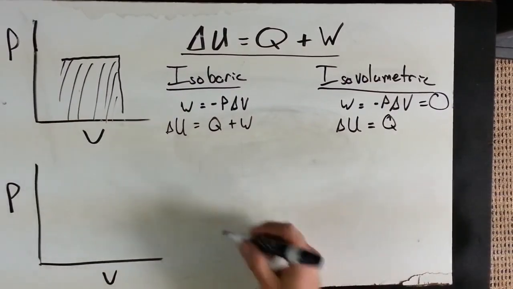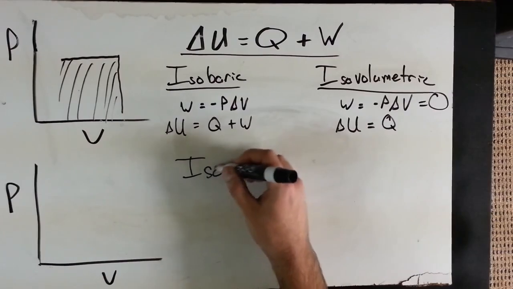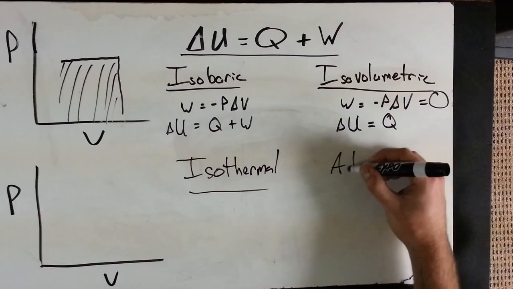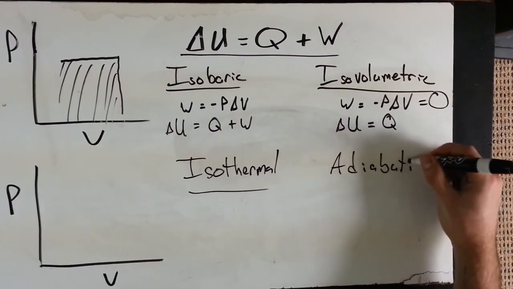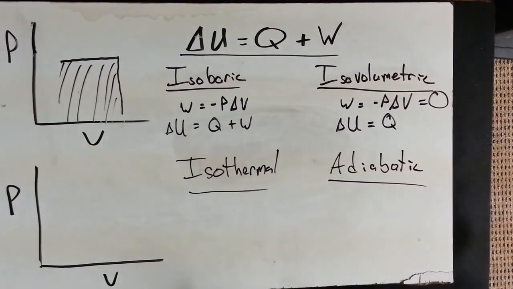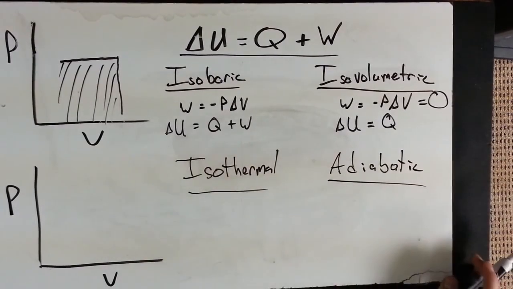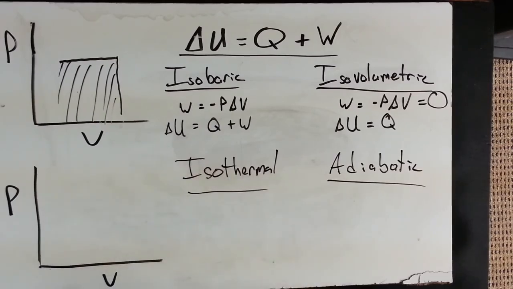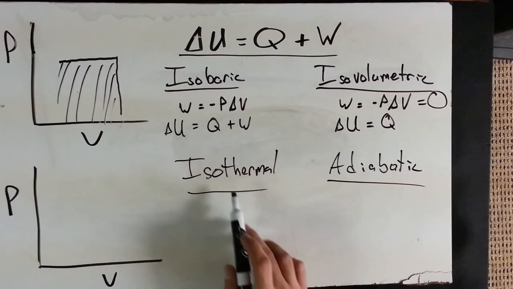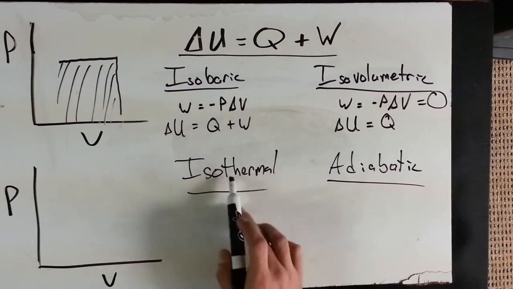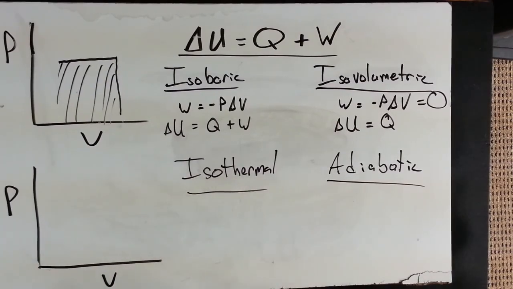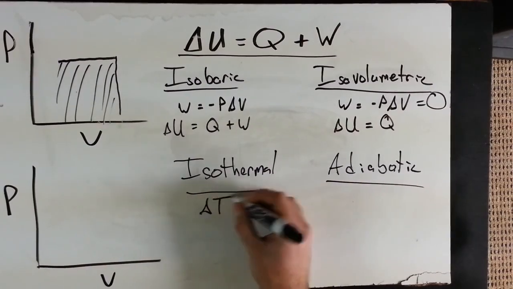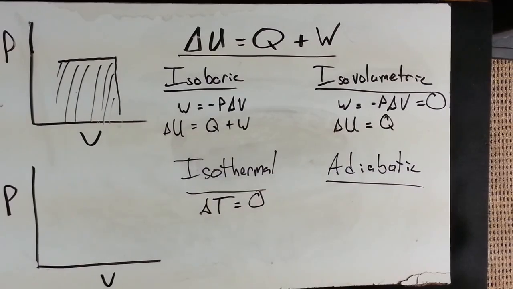The next two we're going to look at are isothermal and adiabatic. Okay, isothermal and adiabatic are two that people tend to get confused a lot. Isothermal means the temperature remains the same. I guess a good way to remember that might be to look at this T here at the beginning of thermal and just imagine that that T stands for temperature. So if the temperature stays the same, that means there is no change in temperature. So we set that at 0.